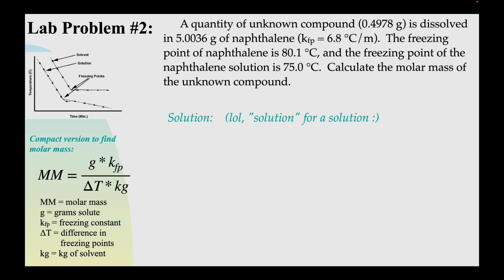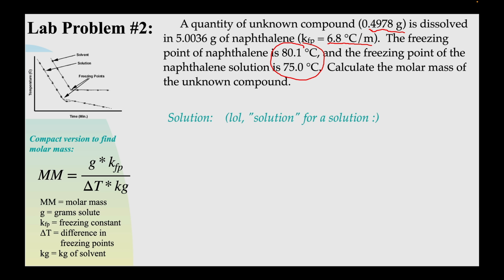Anyway, I would use this. The molar mass equals G times K divided by delta T and the kilograms of solvent. Now the little g right there, that's going to be this 0.4978 number. That's no big deal. KFP is the freezing point constant, and that'll be given to us, which is in this case 6.8. We want to divide by delta T. That'll be the difference between the freezing point of the solvent, 80.1, and the freezing point of the solution, 75.0.